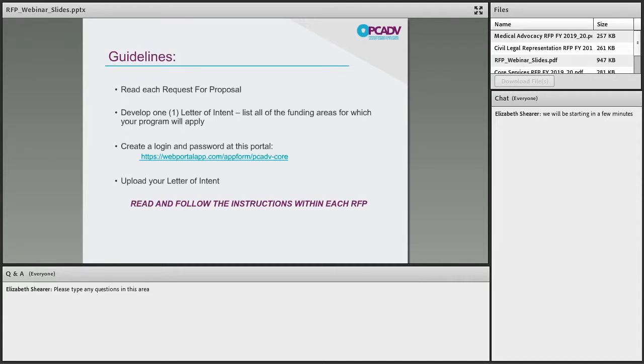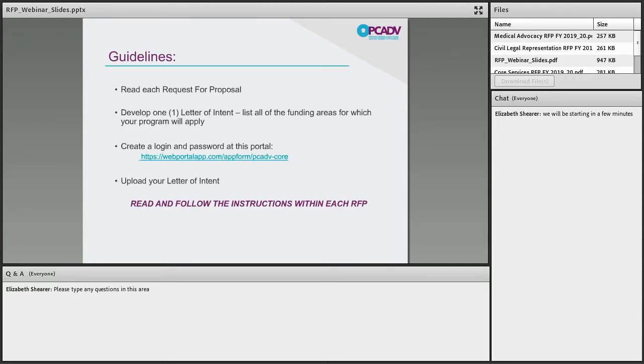On the guidelines, if you are applying for a particular funding area, read each RFP thoroughly. There are differences among the four, so please, please, please read each one and begin responding. If you have not already done so, please develop one letter of intent, list all of the funding areas for which your program plans to apply, and if you have not already gone to the web portal, create a login and password and upload this letter. It's very important that we know which funding area your program is interested in so we can make all of our arrangements to get a good functioning review committee that can take care of the reviews.